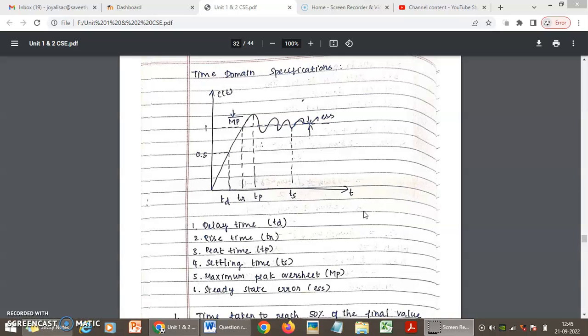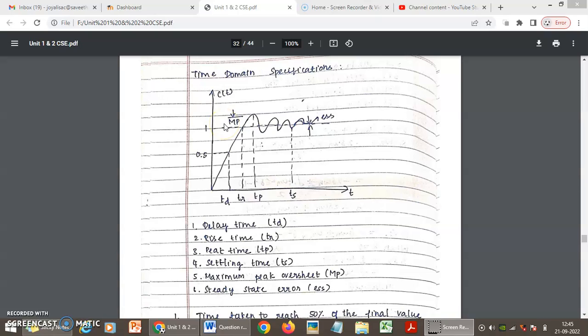or a disturbance. Okay. The desired performance characteristics of a system of any order, maybe first order or second order, may be specified in terms of the transient response to a unit step input signal. If we pass a unit step input, it will respond like this. The graph is shown here.